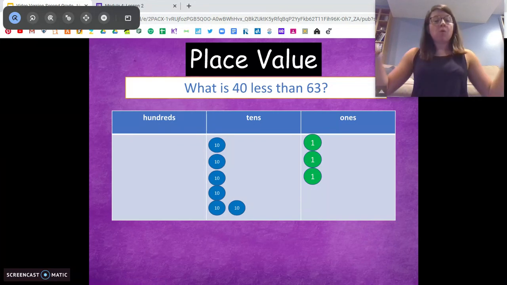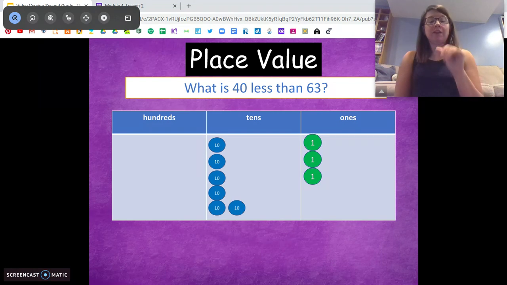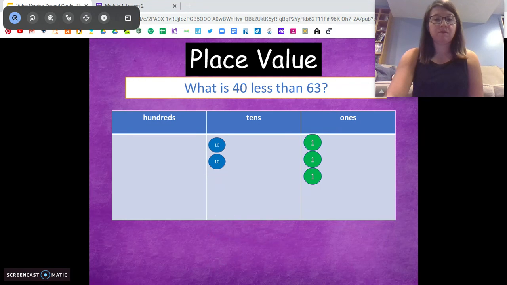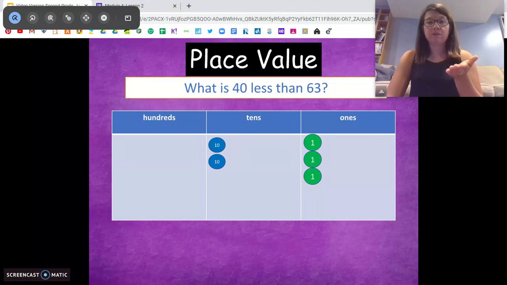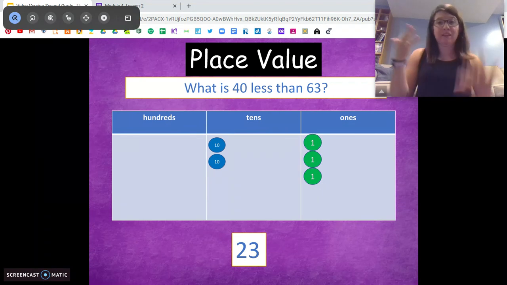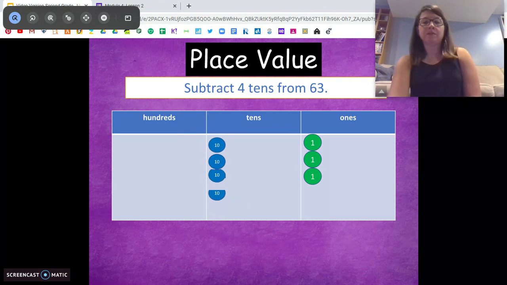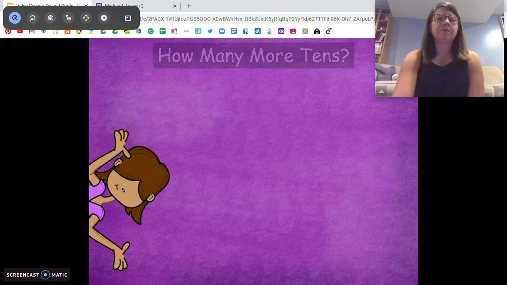Now, I want you to figure out what is 40 less than 63. Figure that out on your board now. 40 less than 63. Take the chips away. Took 40 away. So what number did we end up with? 23. Very good. We can use our place value chart to solve these tricky big number problems. They're not so tricky anymore. Awesome job. Subtract 4 tens from 63. We get 23. Awesome work.